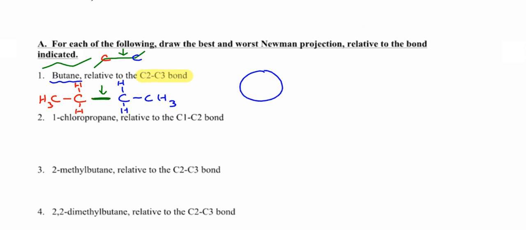And look at what's present. I have 1, 2 H's, and a CH3. It doesn't really matter the order, but I'm going to say CH3, an H, and another H. So that is my blue carbon. That is the back carbon. The front carbon, I'm going to represent with a dot.